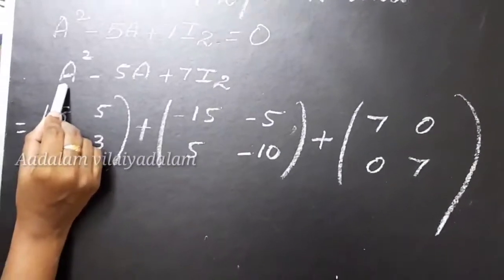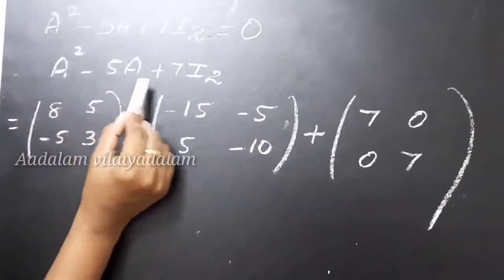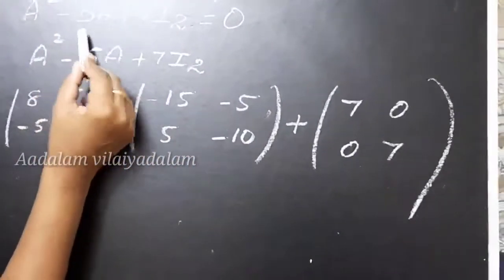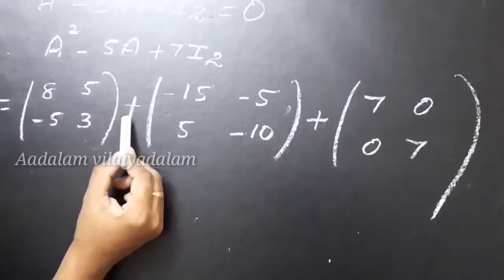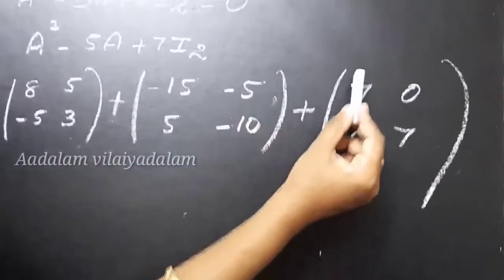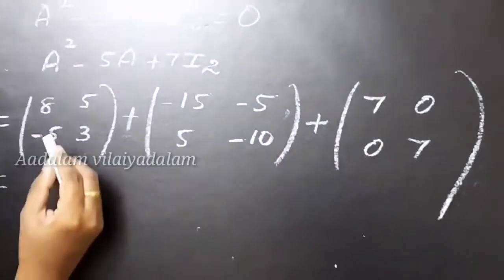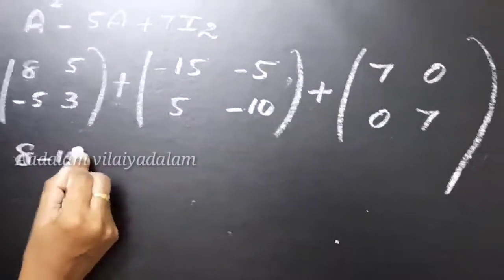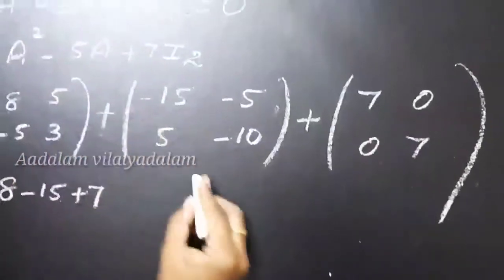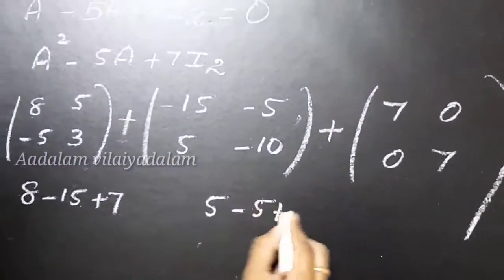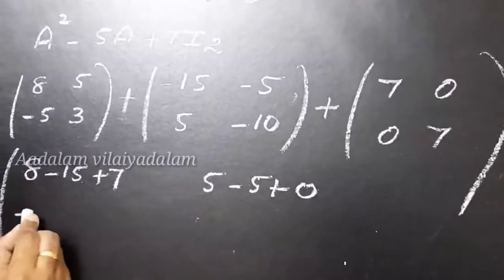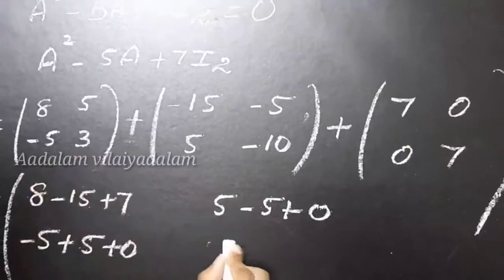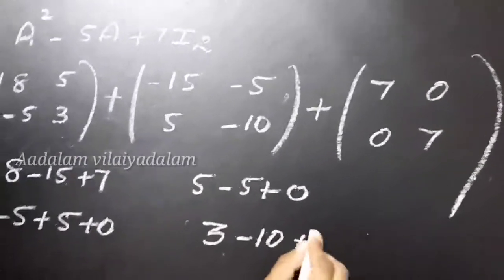Next we have to add A square minus 5A plus 7I2. So this is A square. Already we found minus 5A. Then only we put plus here. So plus the minus 5A value plus 7 into I2 value here. So add the elements. The first one, 8 minus 15 plus 7. Second element, 5 minus 5 plus 0. Third one, minus 5 plus 5 plus 0. Here 3 minus 10 plus 7.